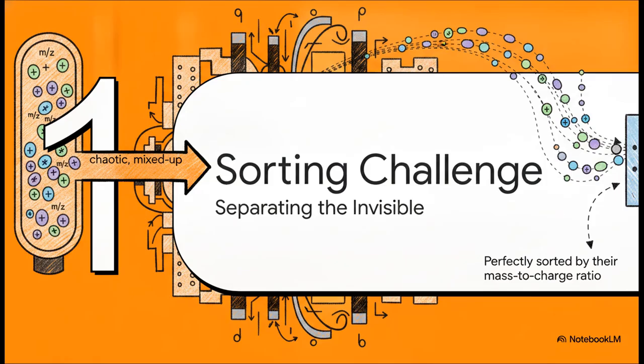The ultimate sorting challenge: separating the invisible. The fundamental problem we face in mass spectrometry is this. After molecules get bombarded with energy and ionized, they turn into a completely chaotic, mixed-up beam of charged particles. You've got heavy ions, light ions, and everything in between, all flying together. But before we can detect a thing, this invisible stream has to be perfectly sorted by their mass-to-charge ratio, or M/Z. That sorting process, that is the beating heart of mass analysis.